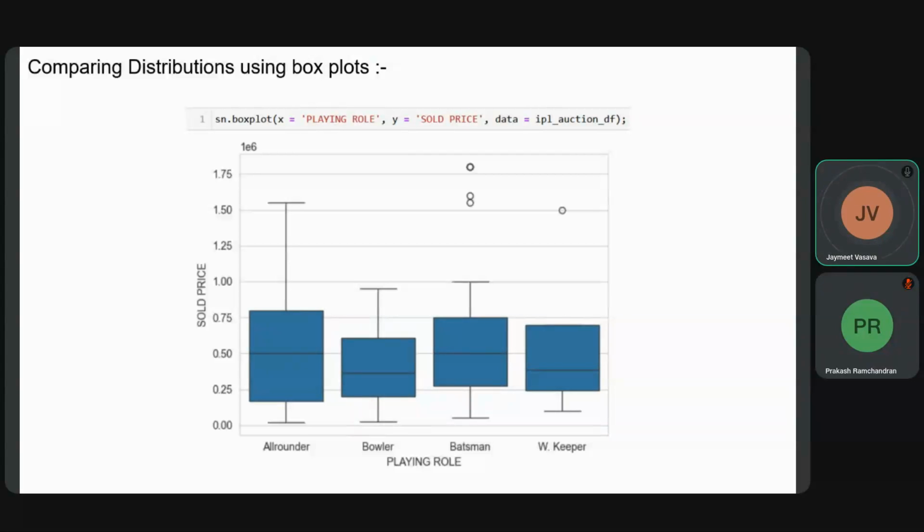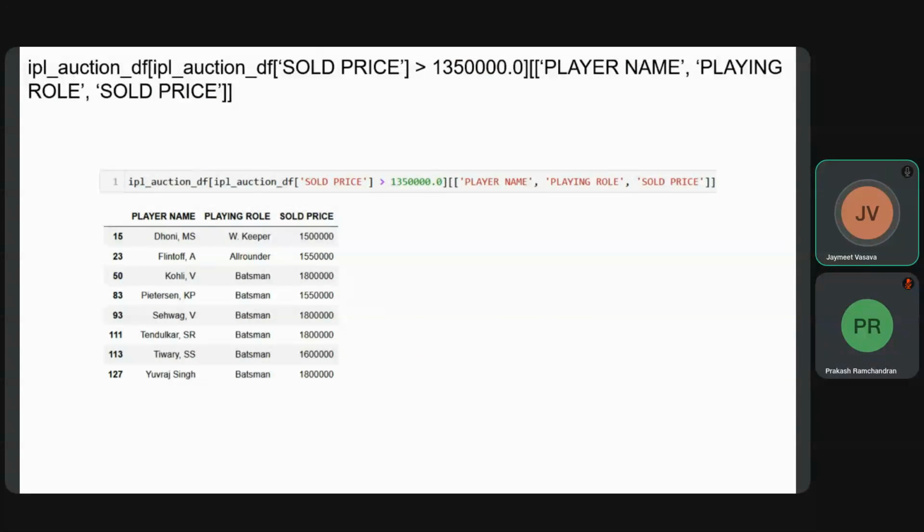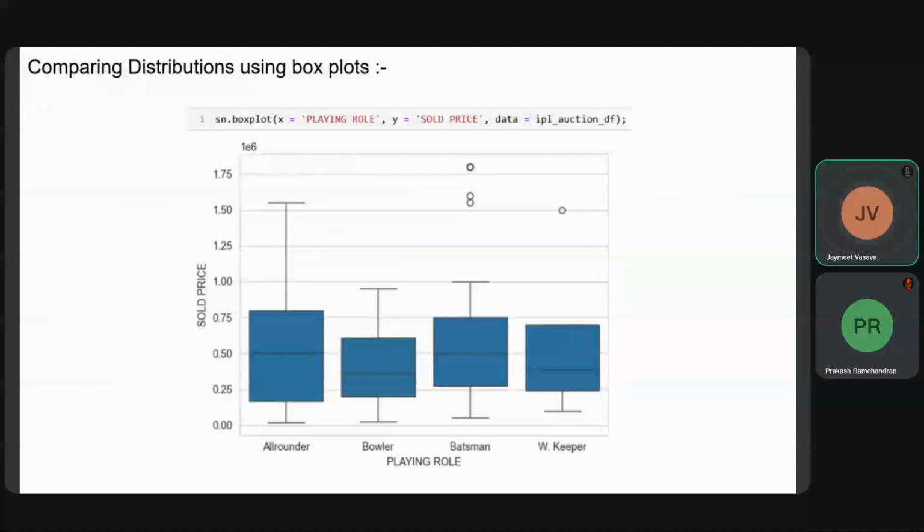So for batsman and wicketkeeper, you can see that we are getting outliers. And if you remember, when we talked about the outliers, MS Dhoni was the one, and he has the playing role of wicketkeeper. So you can see that's one guy who is showing up in the wicketkeeper playing role in this plot.